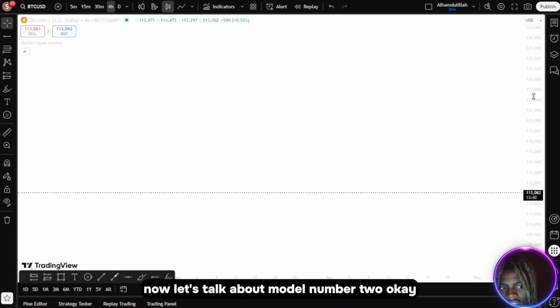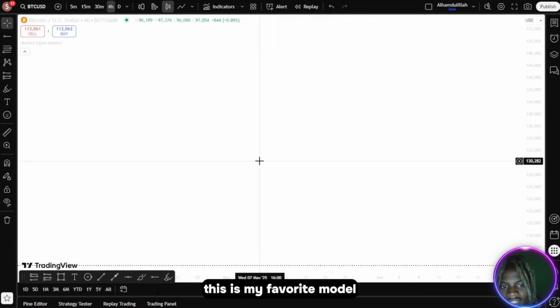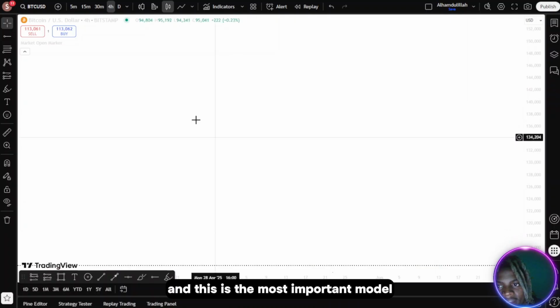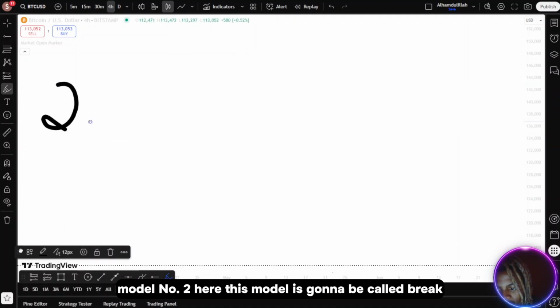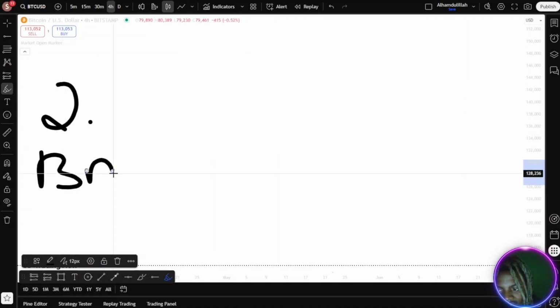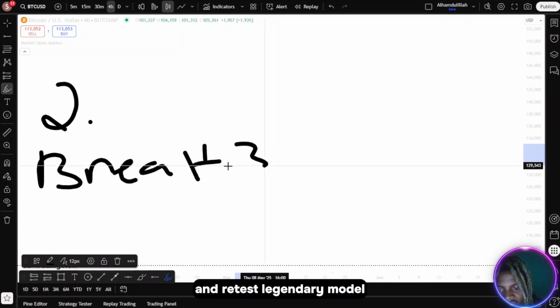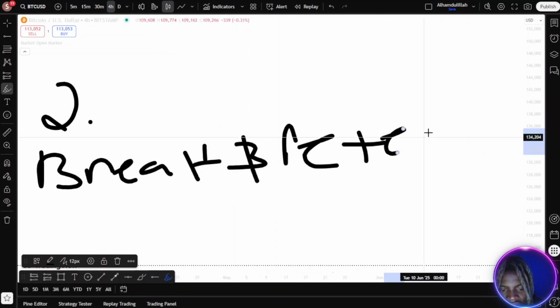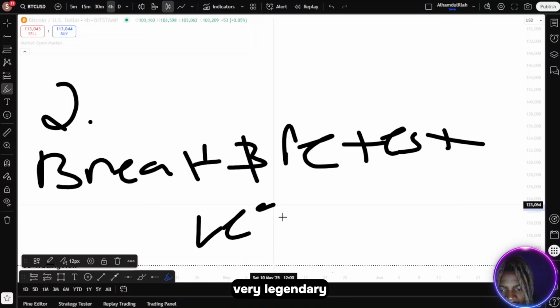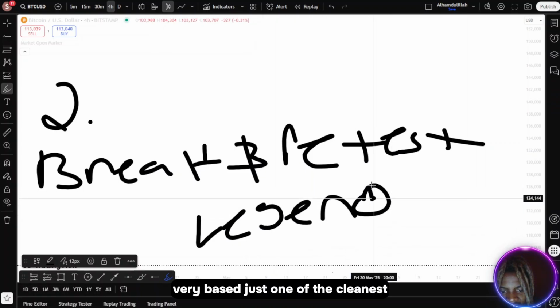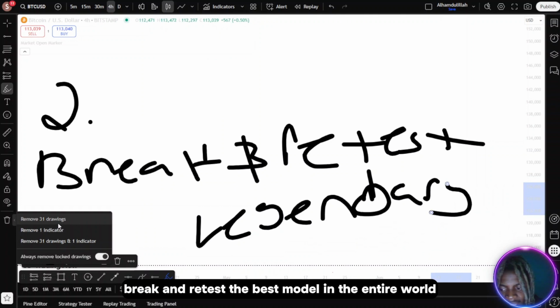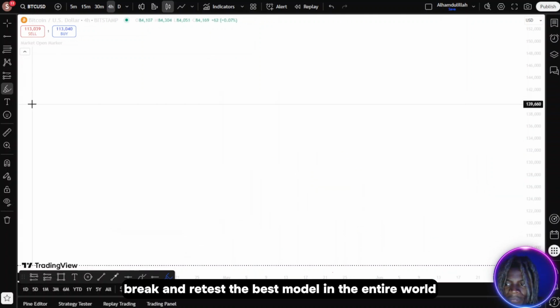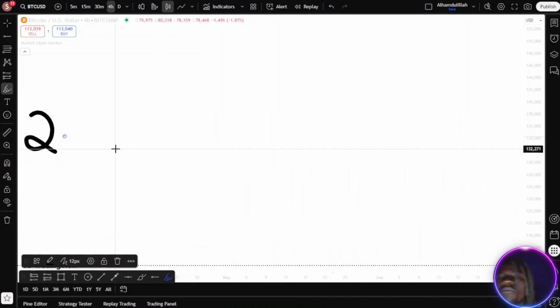Now let's talk about model number 2. This is my favorite model, and this is the most important model, I believe, within the whole trading criteria. This model is going to be called break and retest. Legendary model. Insane model. Very legendary, very based. Just one of the cleanest, most successful models of all time. Break and retest. The best model in the entire world.